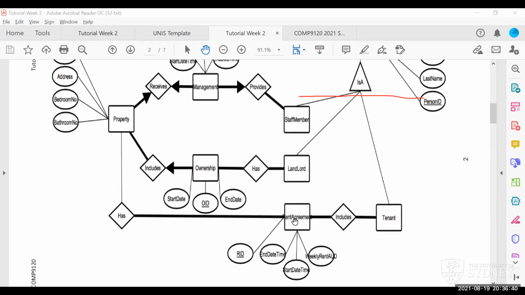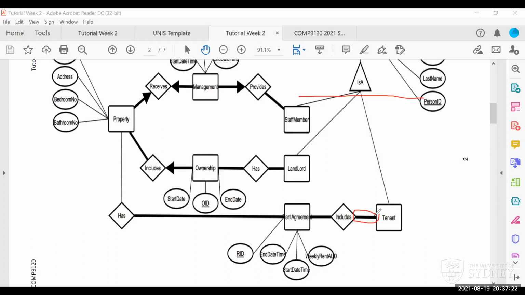So which one are you referring to? Is this between the tenant, rental agreement and property, or is this between rental agreement and tenant? This is between rental agreement and tenant, right? In this case, this is already a thick line between rental agreement and tenant, which means that a rental agreement includes one or more tenants. And on this side, a tenant is included in one or more rental agreements.